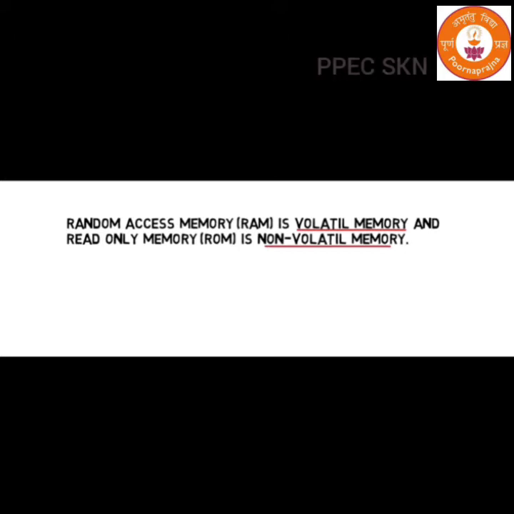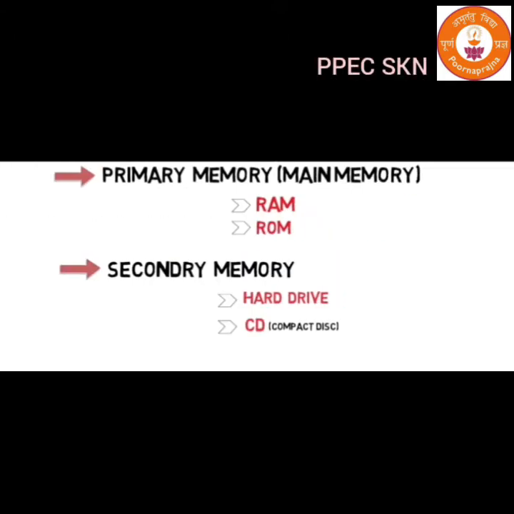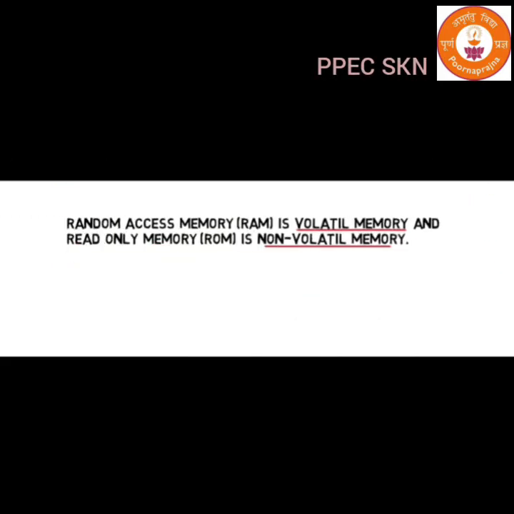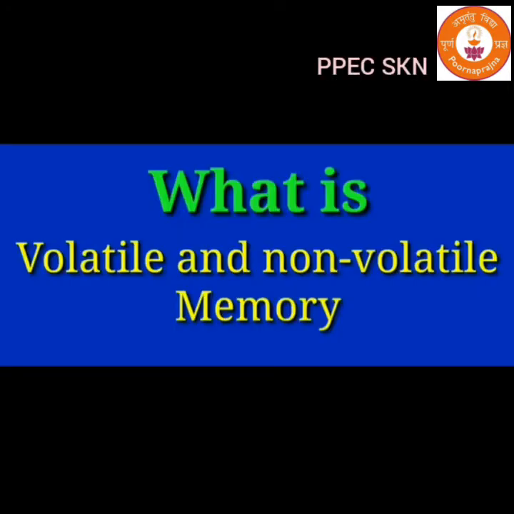So now let's see in detail what is volatile memory and what is non-volatile memory, because RAM and ROM are a classification of primary memory or main memory, but of these two memories, random access memory is a volatile memory and read-only memory is a non-volatile memory. So now let's see what is volatile memory and non-volatile memory.